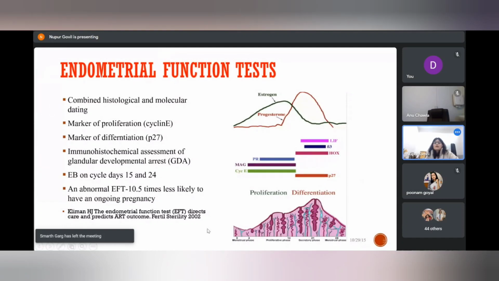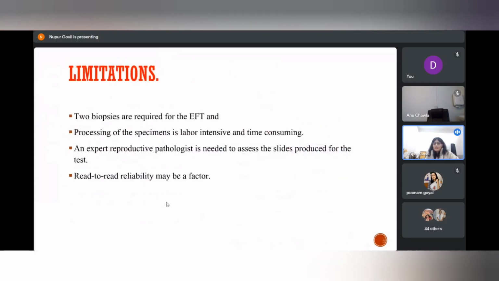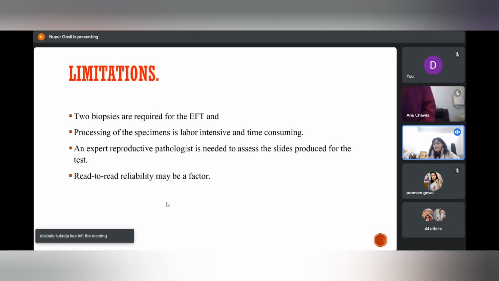So this was called the endometrial function test, and they found that with an abnormal endometrial function test, patients were 10.5 times less likely to have an ongoing pregnancy. But there were limitations to this test. 2 biopsies are required, and it is time consuming. We need an expert reproductive pathologist, and inter-reader reliability may be a factor in this test.